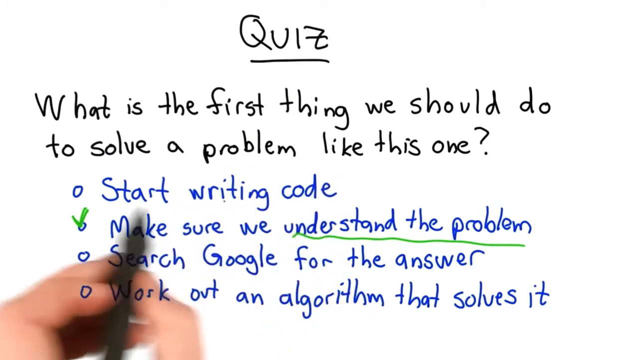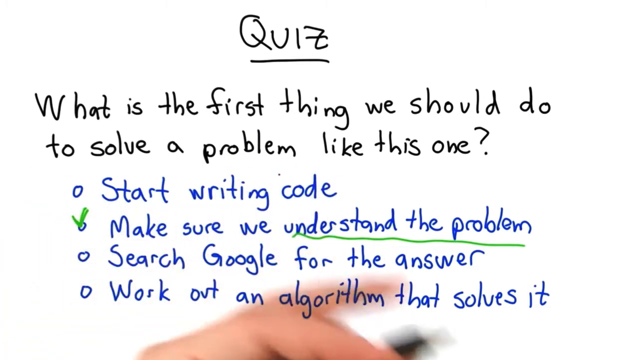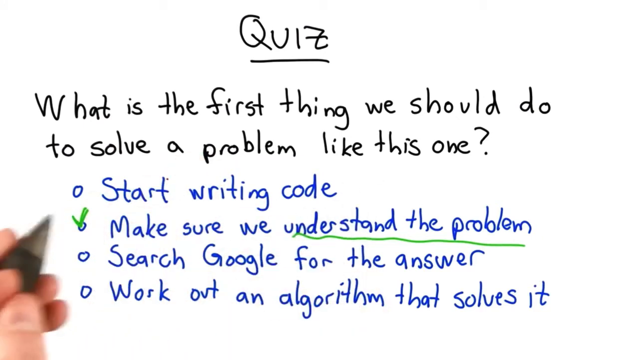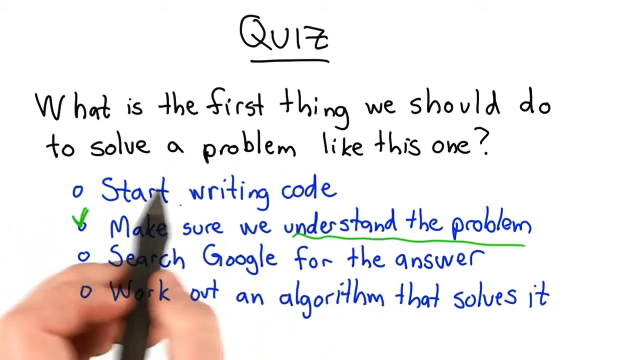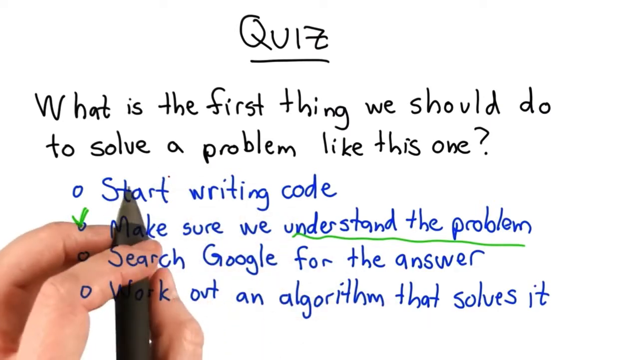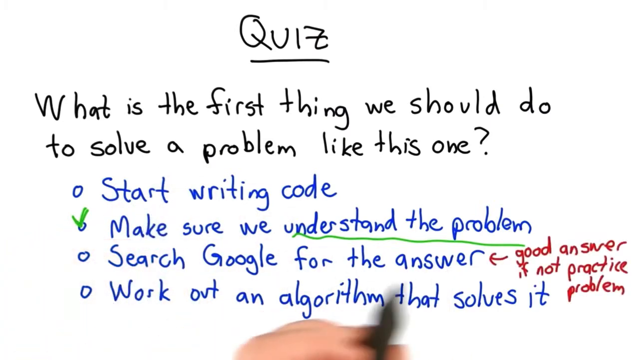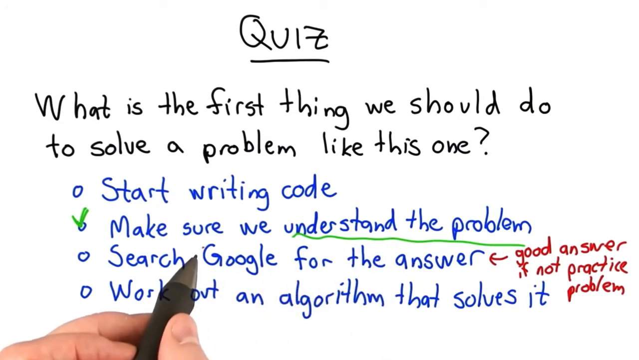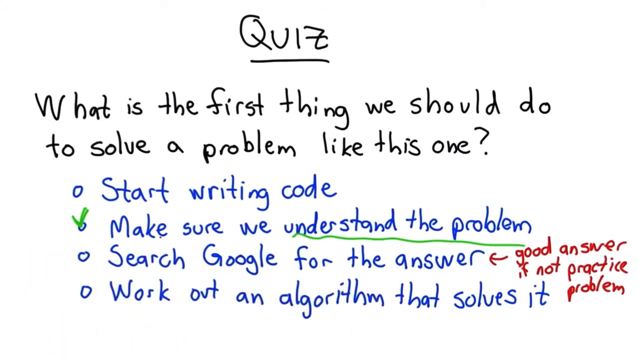The problem with starting to write code before we understand a problem is we might write the wrong code. We might get very frustrated trying to write code before we really understand the problem or how to solve it. Or we might end up writing a lot of code that doesn't actually solve the problem we wanted to solve. The third choice is actually a very good answer if this weren't a practice problem. If it's a practice problem, you're going to learn a lot more by trying to solve it yourself than finding an existing answer. And then maybe understanding the answer, you'll still learn something. You'll learn a lot more by trying to solve things yourself.